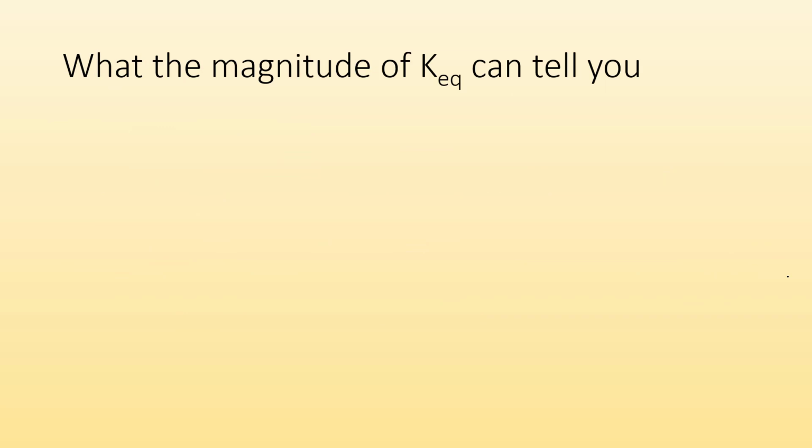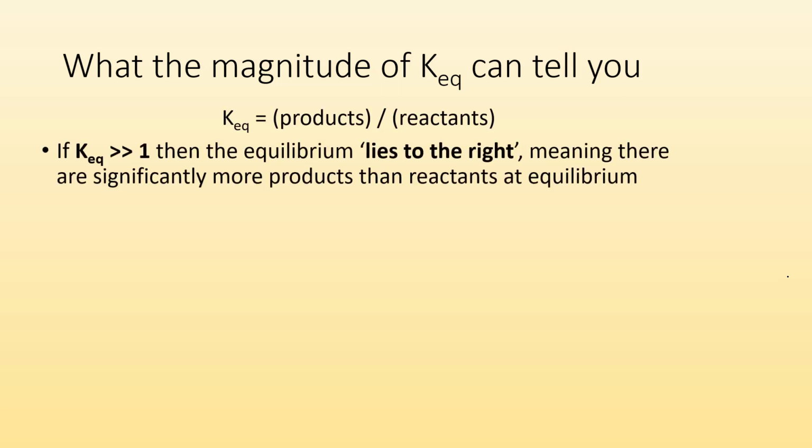So what does the magnitude of KEQ tell us? What can we deduce knowing what the value is for it? Well, we know generically it's the products over the reactants. So if KEQ is significantly greater than 1, that tells us we have a lot more products than reactants. So we say that the reaction lies to the right, because if we're going from reactants to products and we get a lot of products, we say it lies to the right.